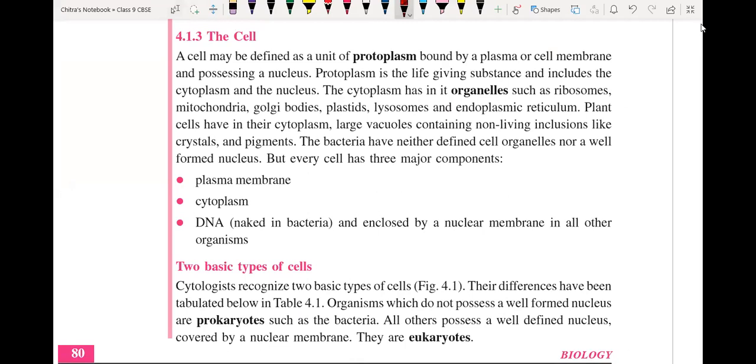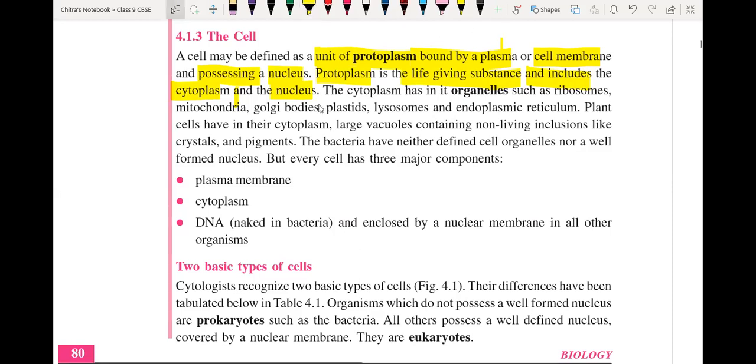The cell may be defined as a unit of protoplasm, and it is bound by the plasma membrane or cell membrane. It also contains the nucleus, which is the main processing part of the cell. Protoplasm is nothing but a life-giving substance due to which life is possible. It includes the cytoplasm and the nucleus. So cytoplasm and nucleus are the main parts of the cell.